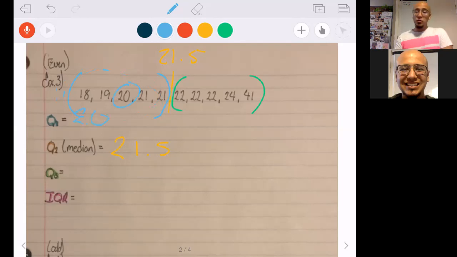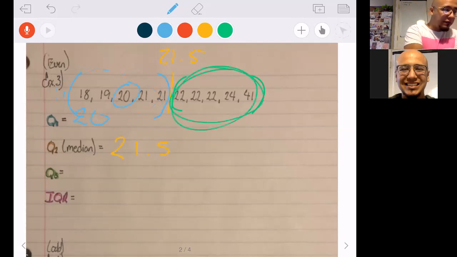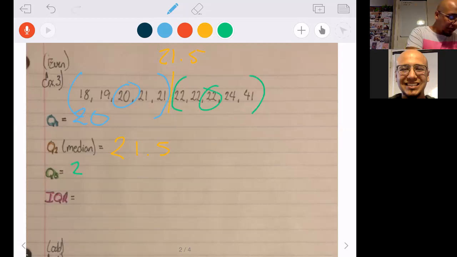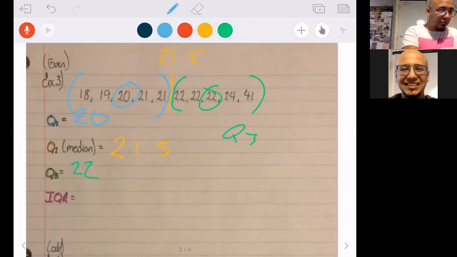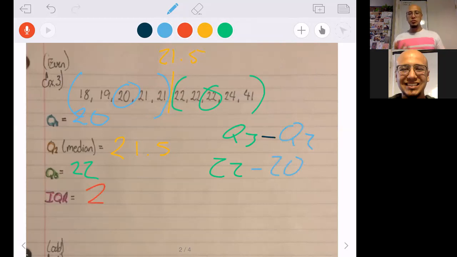All right, now let's find our Q3, which is our upper median, the median of the upper half. Right here, I can easily see that the number is 22, and so that's going to be my Q3. My interquartile range, again, is just going to be my Q3 minus my Q1. So that's 22 minus 20. My interquartile range is going to be 2, because 22 minus 20 is 2. Easy as that.